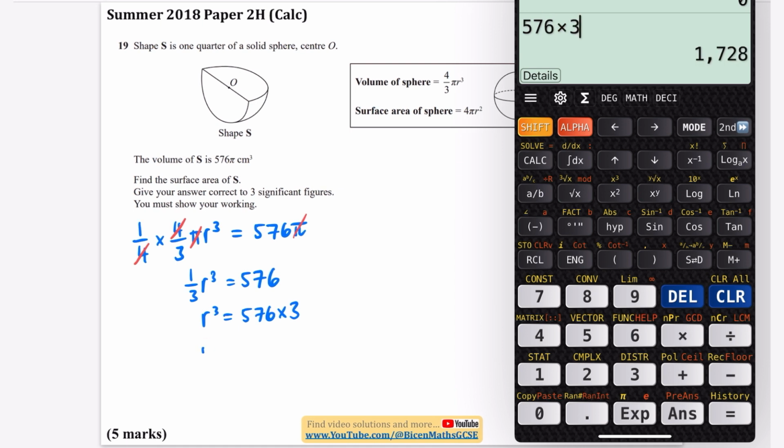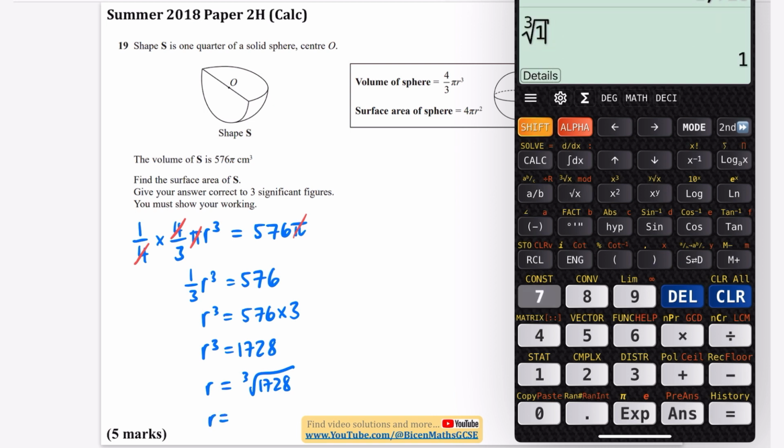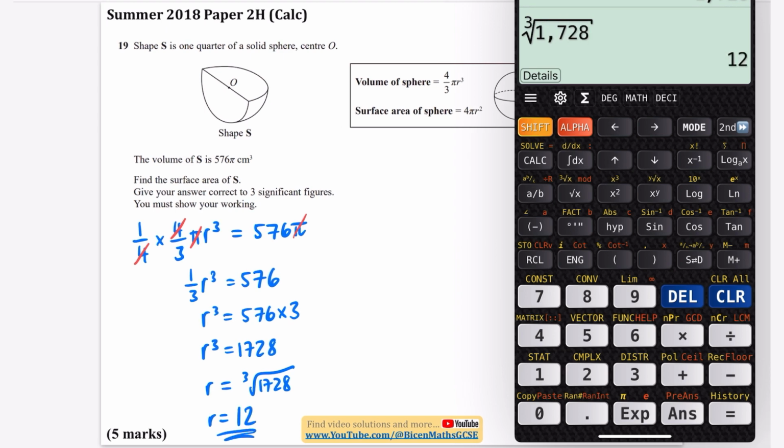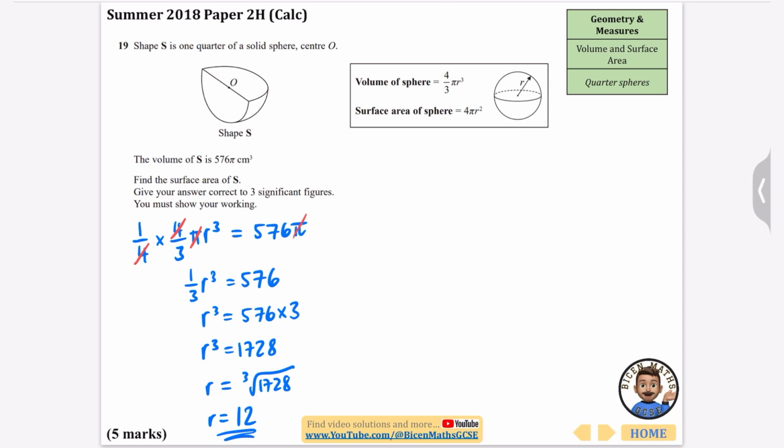So r cubed is 1728. And to find out what r is, I will do the cube root of 1728. And let's see what that is when we put that on the calculator. So I'm going to do the cube root of 1728. And we actually just get the answer that the radius is 12. So now I know that the radius is 12, I'm going to try and find out the surface area of the sphere, of the shape that we've got.